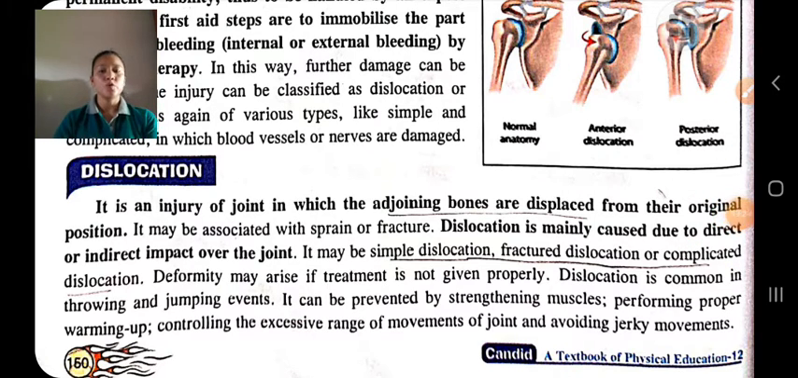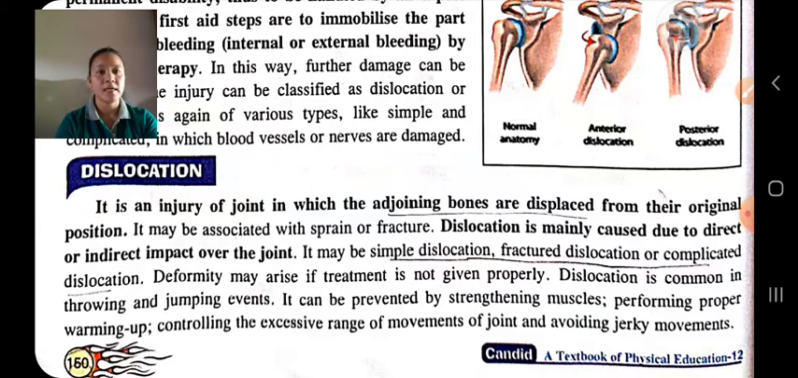After that, use ice therapy to reduce the internal bleeding as well as swelling. Icing reduces the pain of the injured person. After that, provide support by using a splint or bandage. It helps to avoid further movement and also gives relief from the pain.